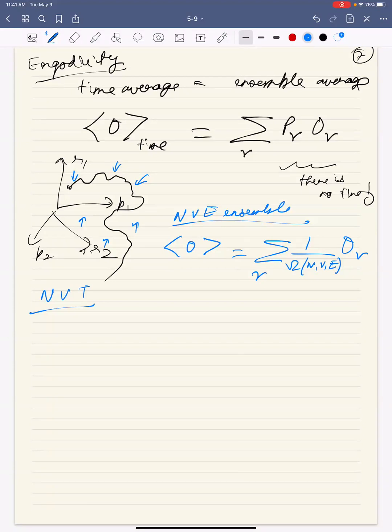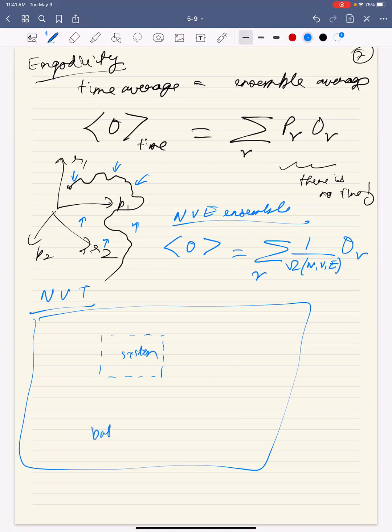In order to do this, many textbooks follow a different way. They look at this maximum entropy framework. We did not do that. What we did was to imagine the system embedded in a much, much bigger bath, right? So this is the system, and this is some bath. You can also call it a reservoir. And the whole thing is isolated.